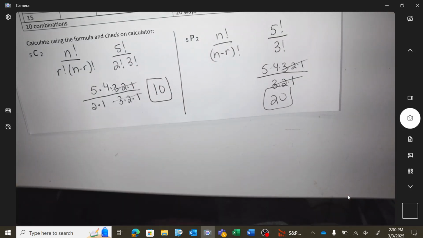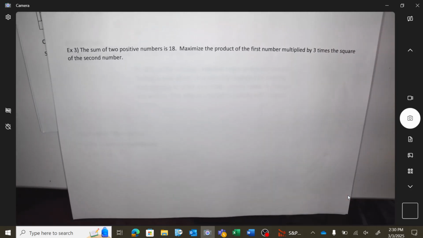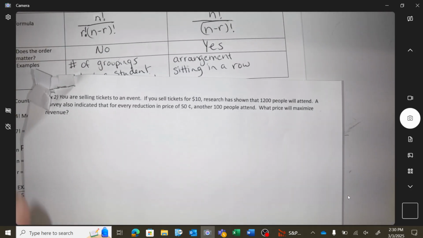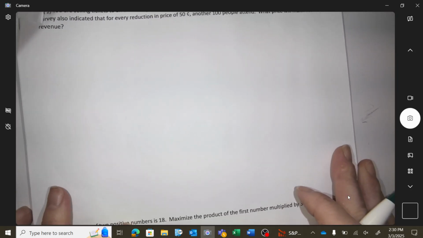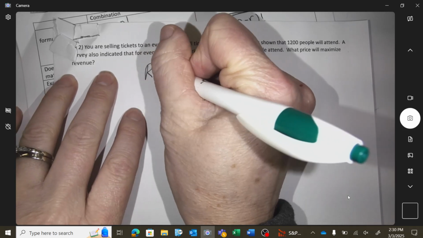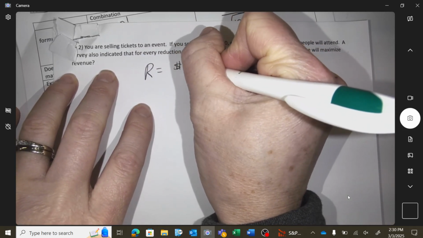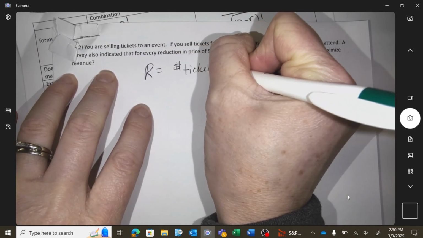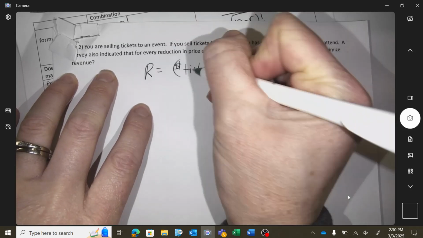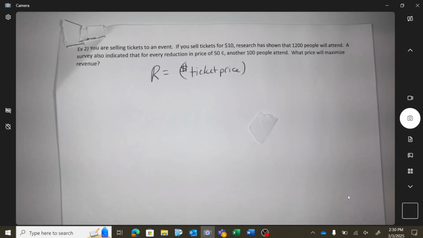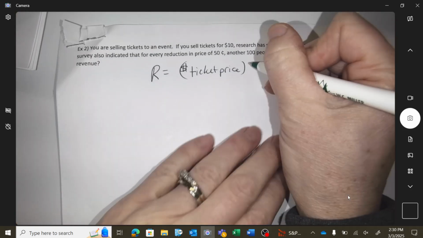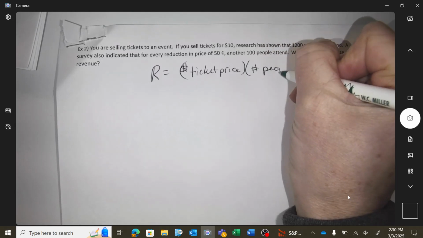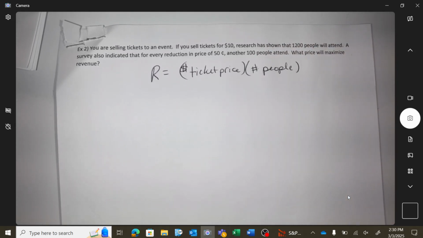Okay, grade 11. You're selling tickets to an event. You're trying to make your revenue with your tickets. Okay, so revenue equals your ticket price times your people. Does that make sense?